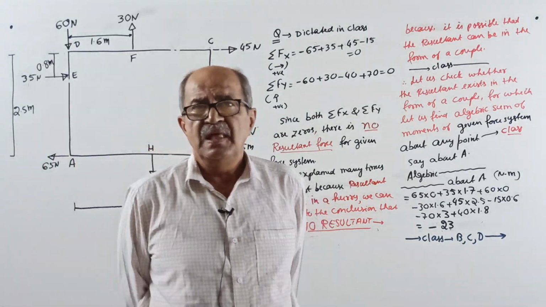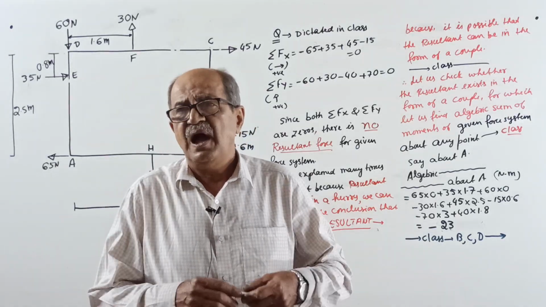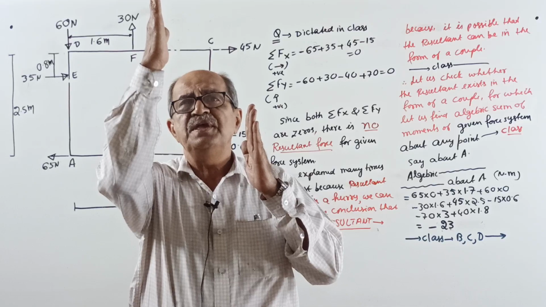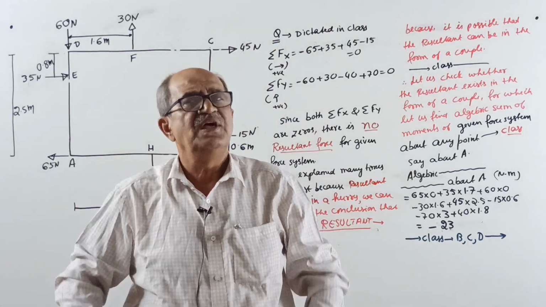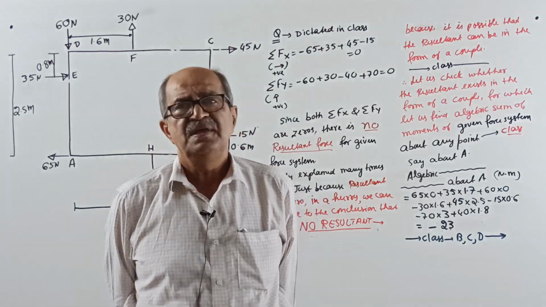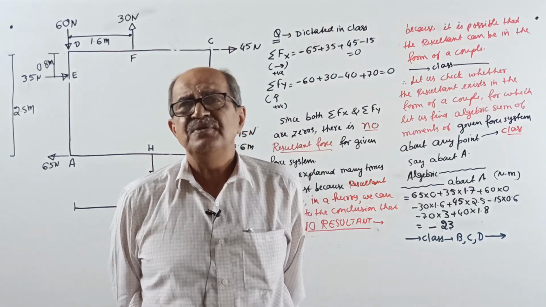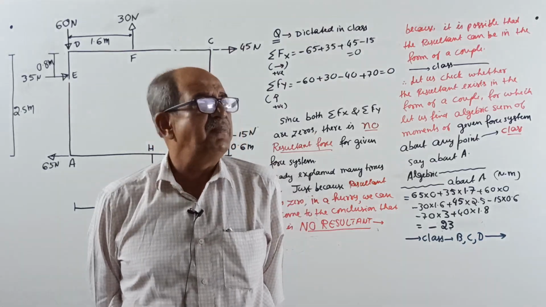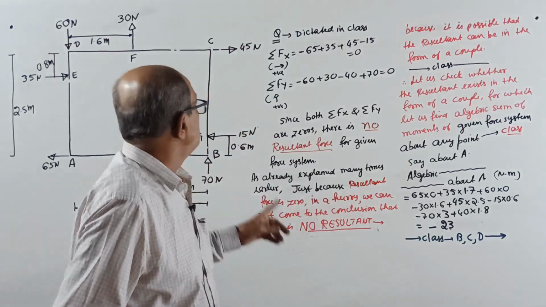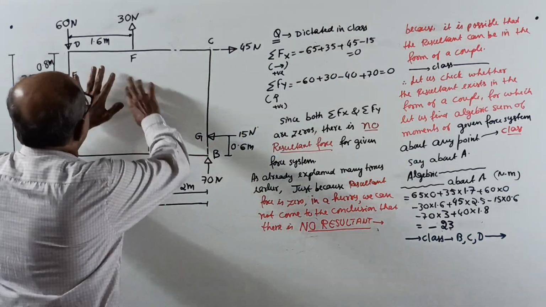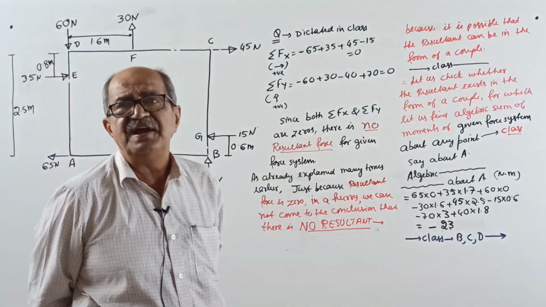Now, last class I told about the concept of a couple. I clearly told, two equal unlike parallel forces with different lines of action will form a couple. Everybody will understand. But so many times I got questions from people. If you remember, long back we solved a question. Not the same question. A coplanar force system is given. You have to find the resultant.